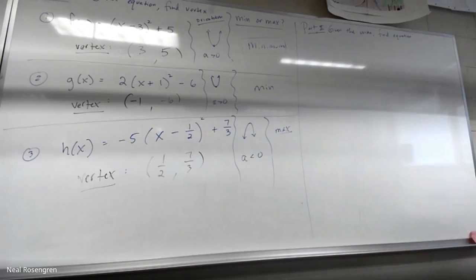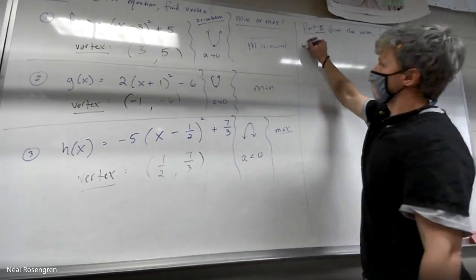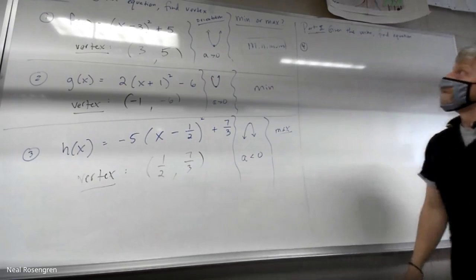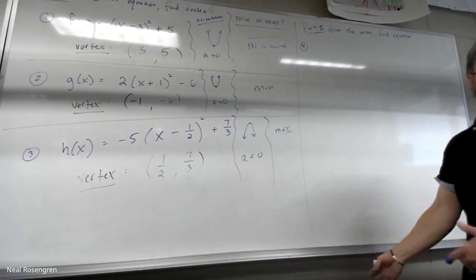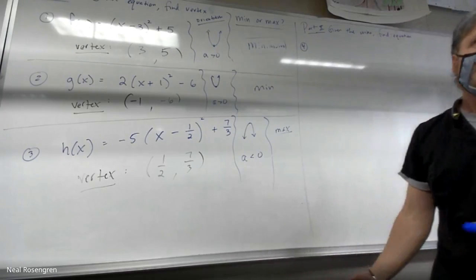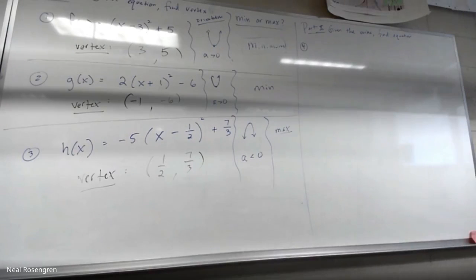Part 1, done. Now let's go the other way. Okay, I'll call it 4. I'm going to give you the vertex. Now, I'm not going to tell you what A is to start, but we can always add that in and you just drop it in. What I could tell you is whether the vertex is a min or a maximum, and then we can make up an A that works.